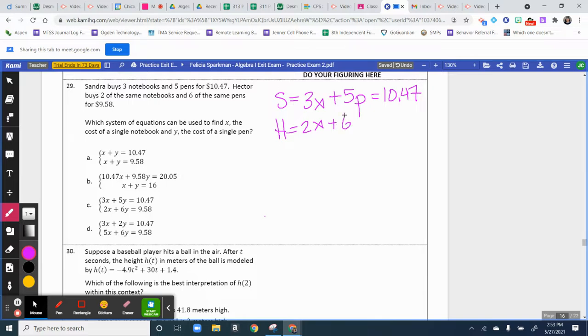plus 6, oh, sorry, up there I put a P instead of a Y. And his total was $9.58. So the only one that works is C. So be careful because some of them look really similar, but they're mixing up some of the numbers. So you have to keep track.